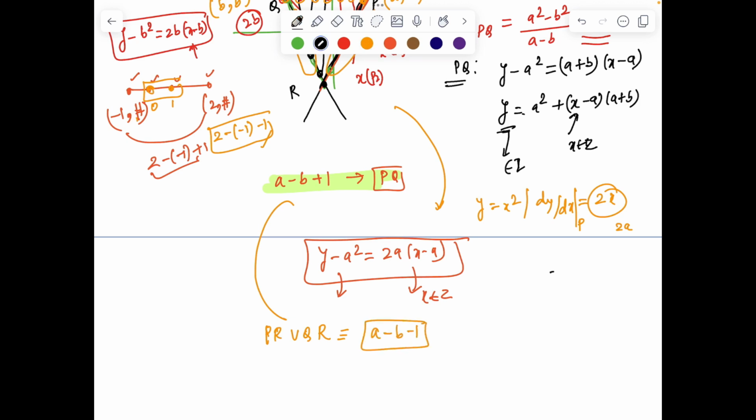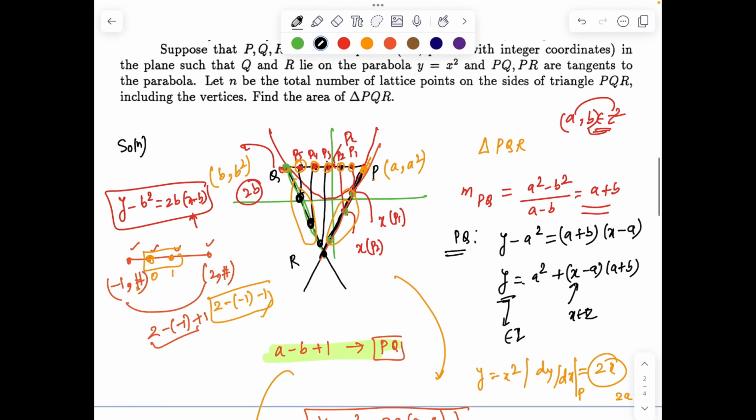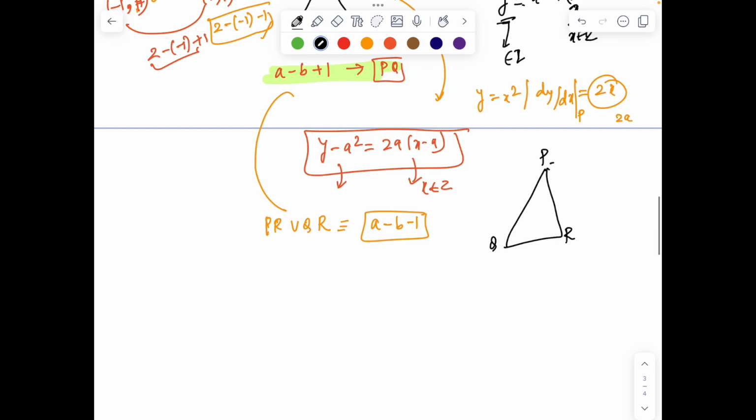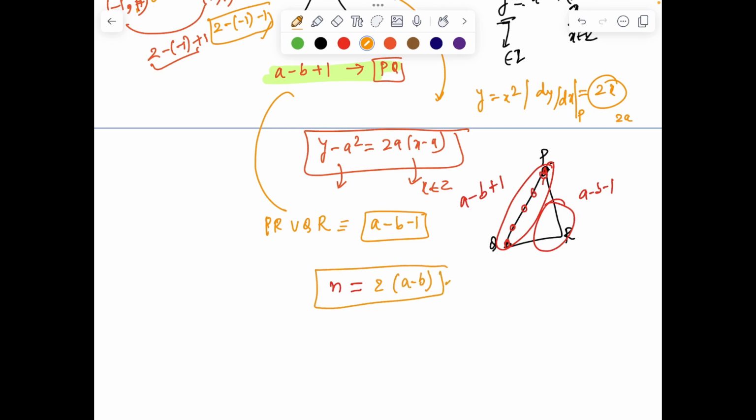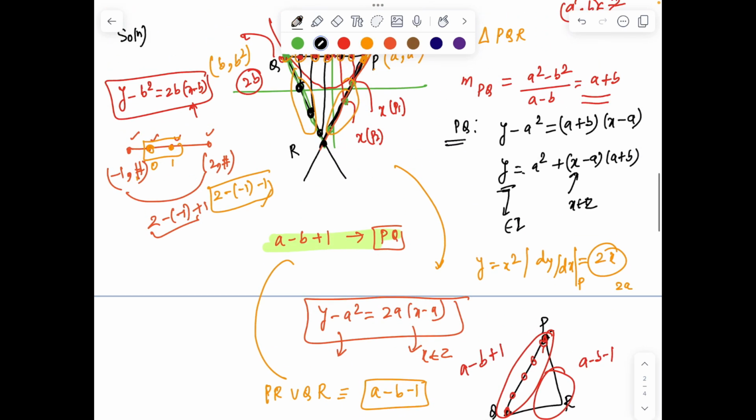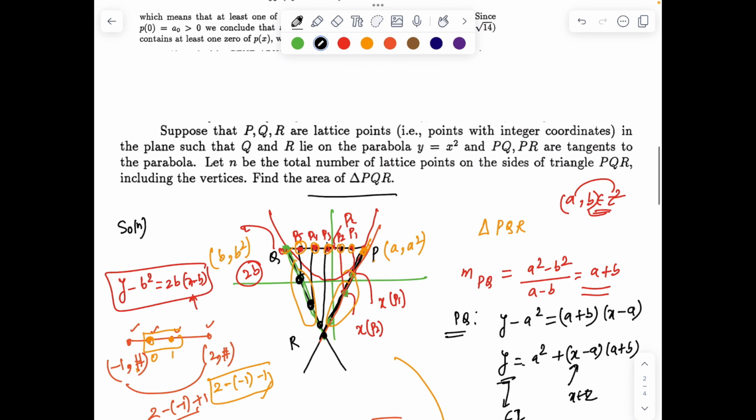So now the total number of lattice points on this triangle PQR: on PQ, including these two vertices, the total number of points that I got is a minus b plus 1, and on these two segments, excluding the vertices, we are getting a minus b minus 1. So the number of lattice points n comes out to be 2 times a minus b, right? And now we need to find the area of triangle PQR.